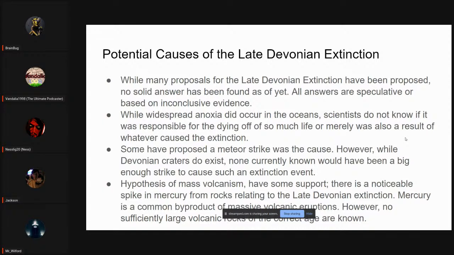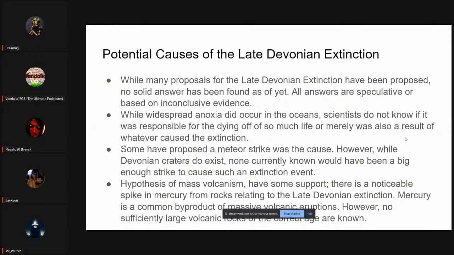Some have proposed a meteor strike was the cause. And while we do have a lot of Devonian craters, none currently known indicate a big enough strike to cause such an extinction event, nor, I didn't add this, but it was something I found during later reading today, nor is there any evidence of, say, a series of smaller strikes hitting at the same time. We don't have any evidence of that either. So nothing like the KPG thing. No, not anywhere close. As far as I understand, most of the Devonian craters we have indicate strikes like the one that happened in Siberia, the one that blasted an entire forest dead, but that was the most.